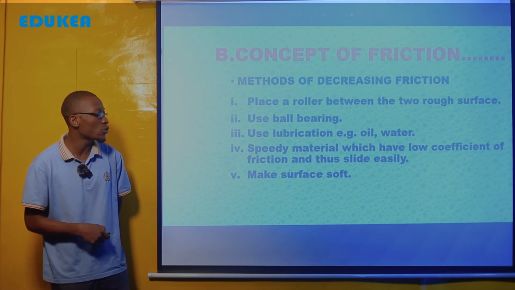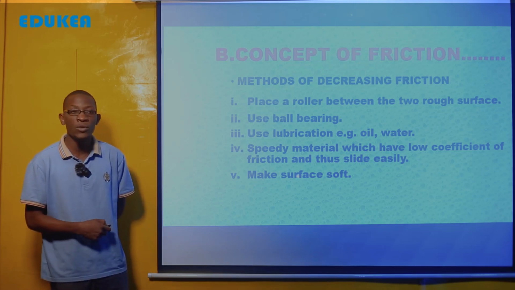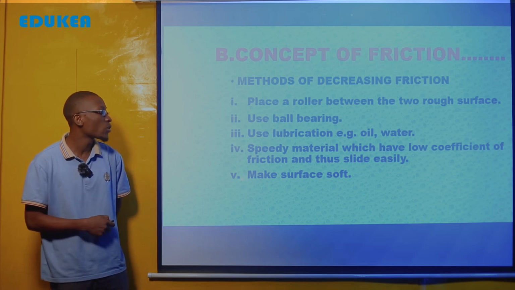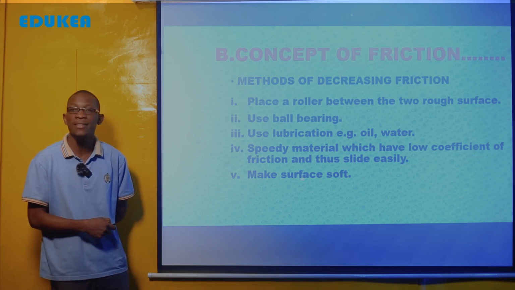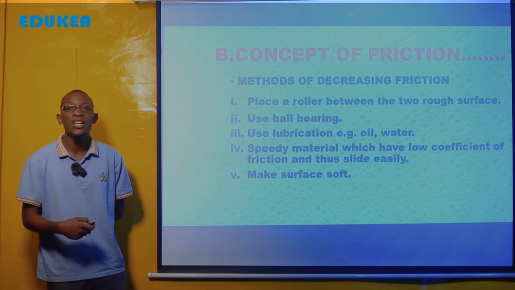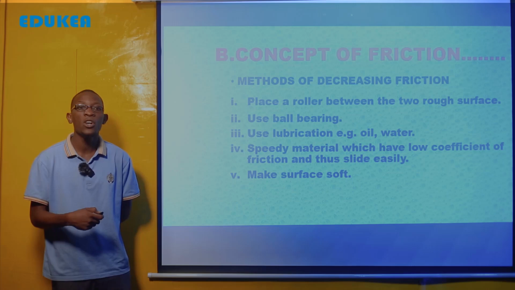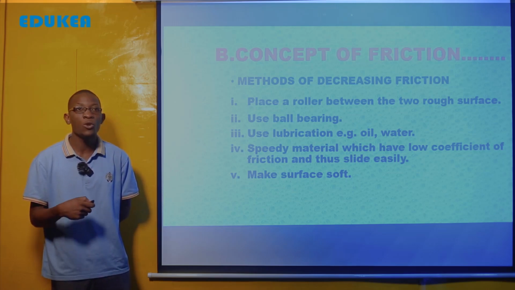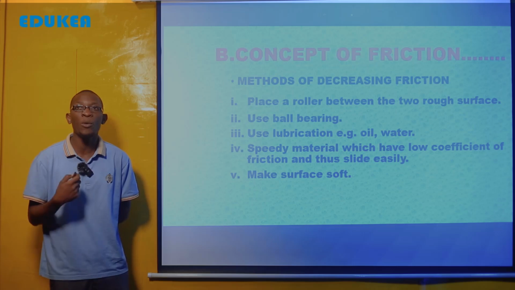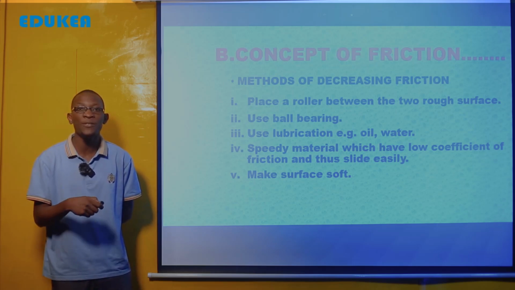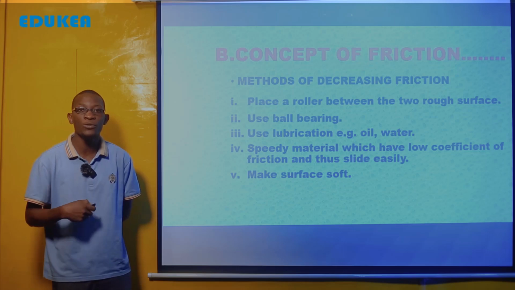The fifth method of decreasing friction was to use or make the surface soft. If we are required to reduce the friction, we demand a soft surface. So pale ambapo utakapoona kwamba kuna uhitaji wa kupunguza friction, basi utahakikisha kwamba ile surface inakuwa soft zaidi.